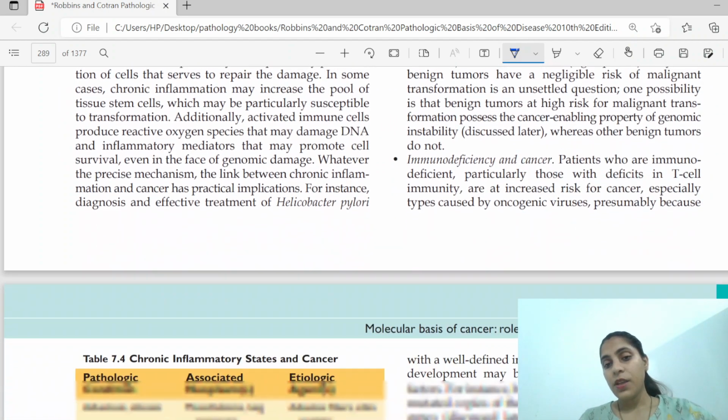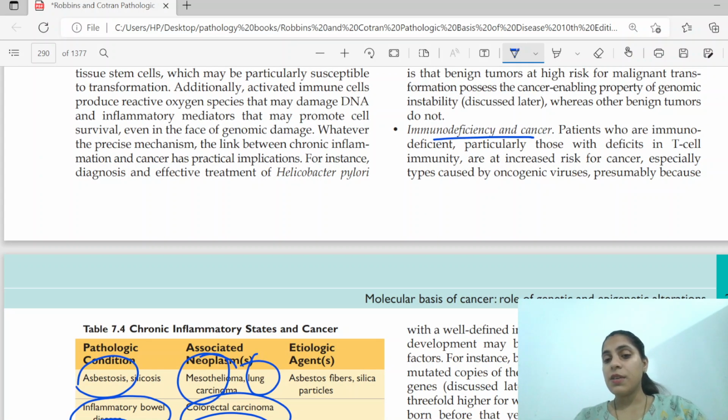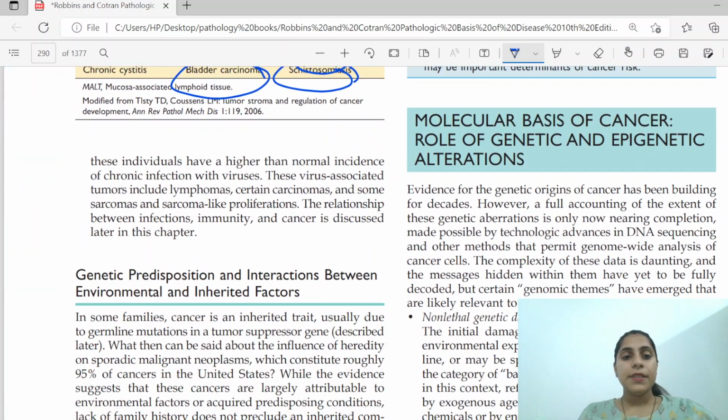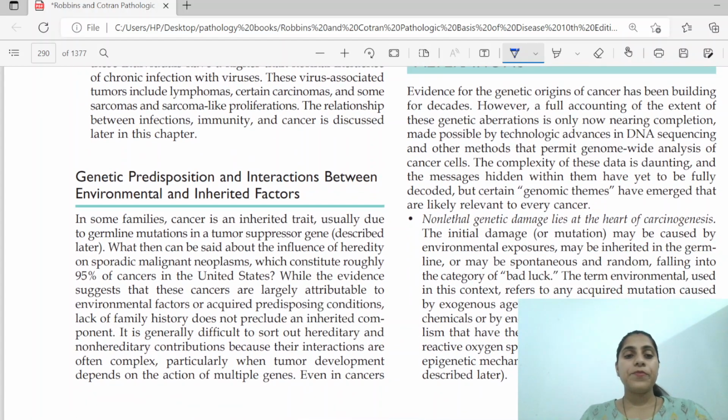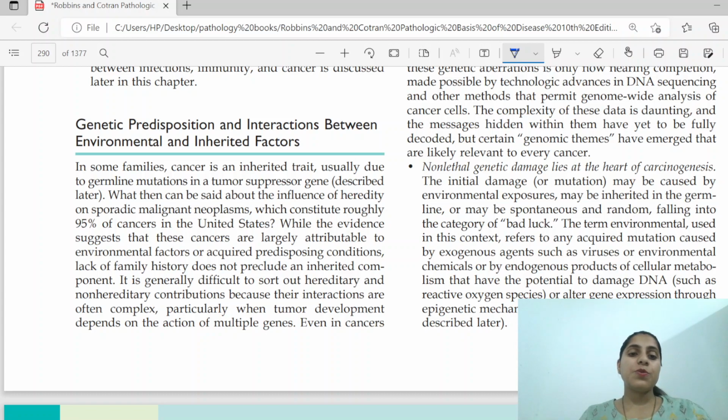And immunodeficiency: it is seen that CD8 cells usually fight the tumor cells and prevent them from growing. But if somebody is immunodeficient, there is an increased risk of malignancy, especially with oncogenic viruses. A great example is people who have undergone transplantation, who usually develop B-cell lymphomas later on in their life due to immunosuppressive therapies. Then genetic predisposition and interaction between environmental and inherited factors.